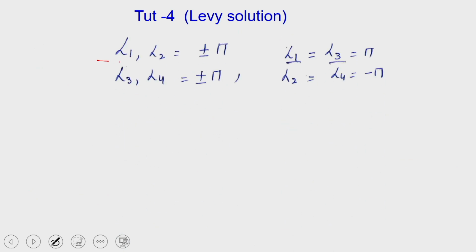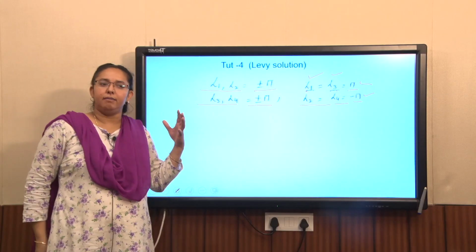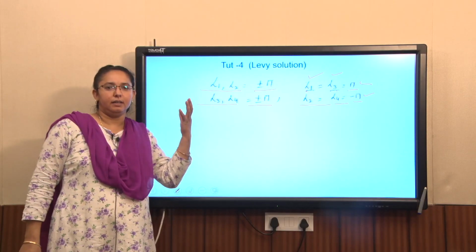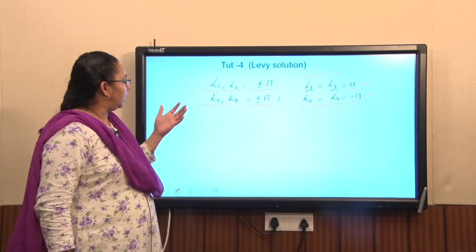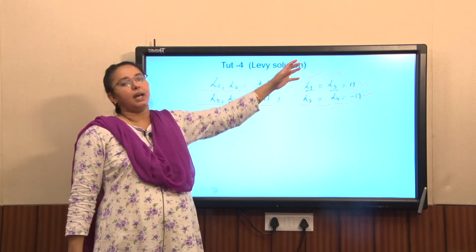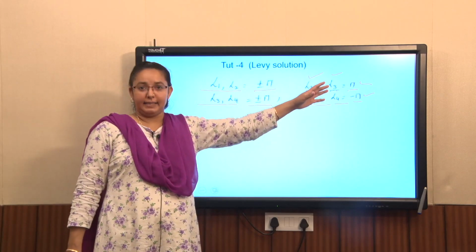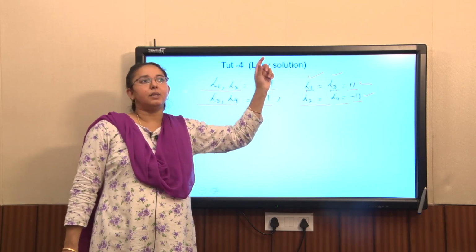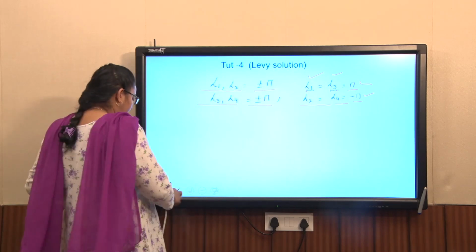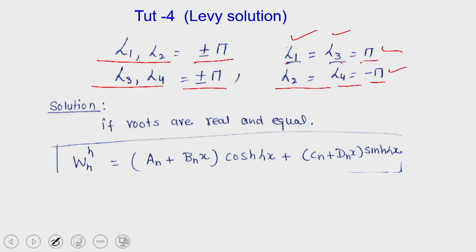So, you now have roots lambda 1, lambda 2 equal to plus minus pi, and lambda 3 and lambda 4 equal to plus minus pi. So now you have four roots: two roots are the same, pi, and two roots are minus pi. I have already discussed in the course that if my roots are real and the same, then the solution Wmn would look like this.